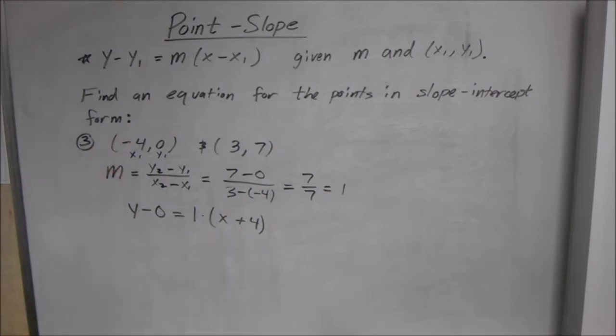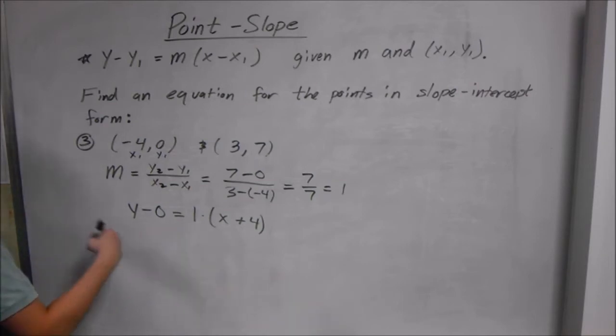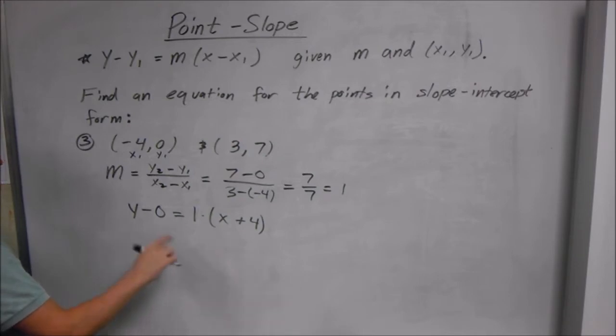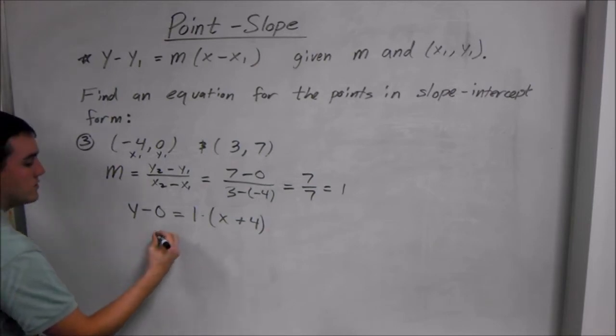But we need it in slope-intercept form. Right now, it's in point slope form. Slope-intercept, we just solve for y. If this were a regular number, we'd have to move it to the other side. But it's 0, so we know y minus 0 is just y.